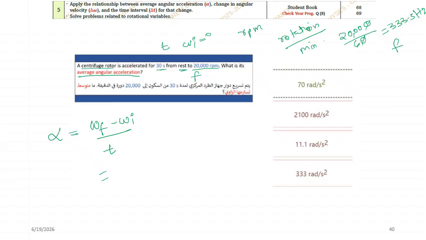To find the omega final, we have the frequency. Omega final will be what? Omega final will be equal to 2 pi into frequency. So it will be 2 into 3.14 multiplied by 333.3. Okay, so substitute the value, it will become 2 into 3.14 into 333.3 minus 0, divided by 30.